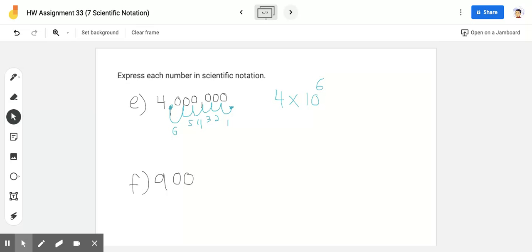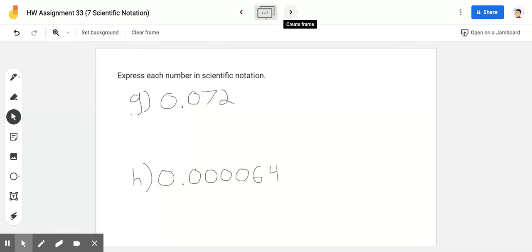Same thing down below. I have 900. So 900 has a decimal point that's all the way at the end. Therefore, I'm going to move it until it is to the right of that first non-zero digit. Let me put a little arrow. It'll move only 2 places. So 1, 2. Therefore, my number in scientific notation will be 9 times 10 to the 2nd power. All right. Let's keep it going.